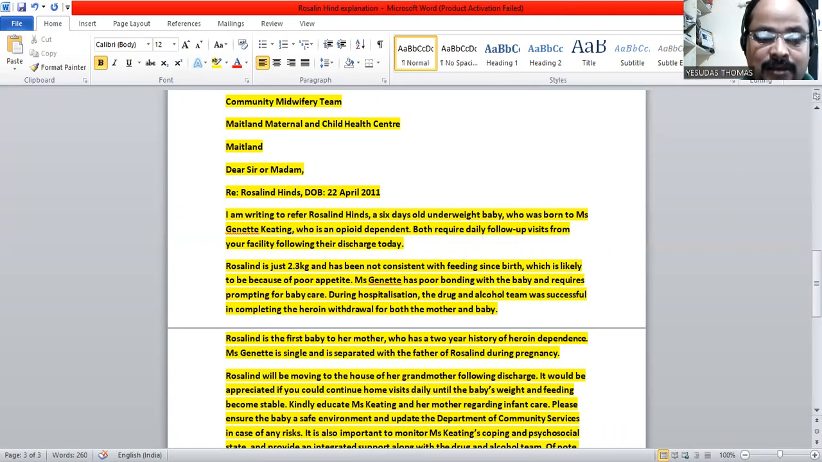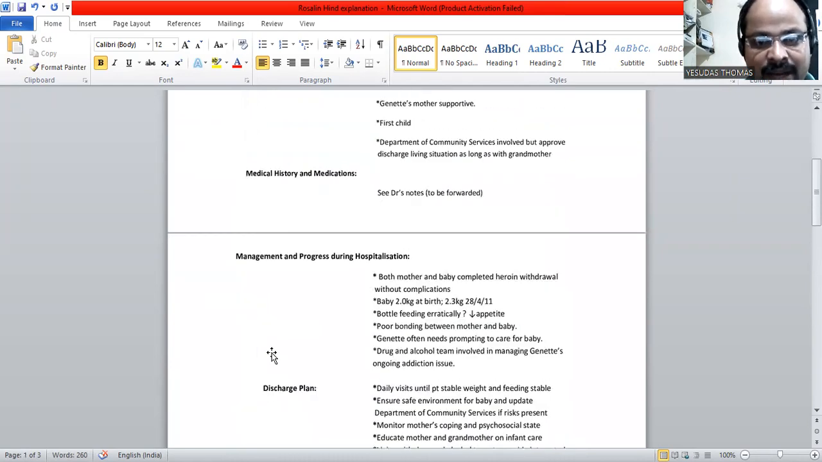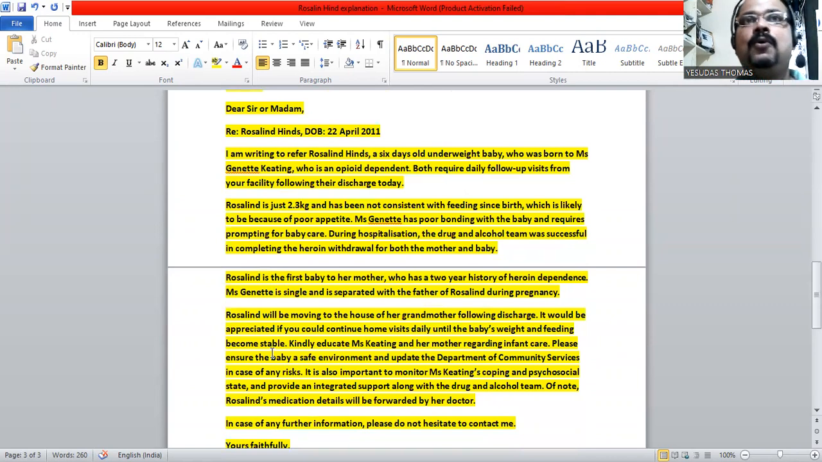Her surname is Keating. It's good to call her by her surname Keating, but in the case note they call her Janet. So we don't change what they call, because what we address in the case note, the same thing we have done there. Rosalind will be moving to the house of her grandmother following discharge. So today she's going to get discharged, right? So she will be moving to her grandmother's house.